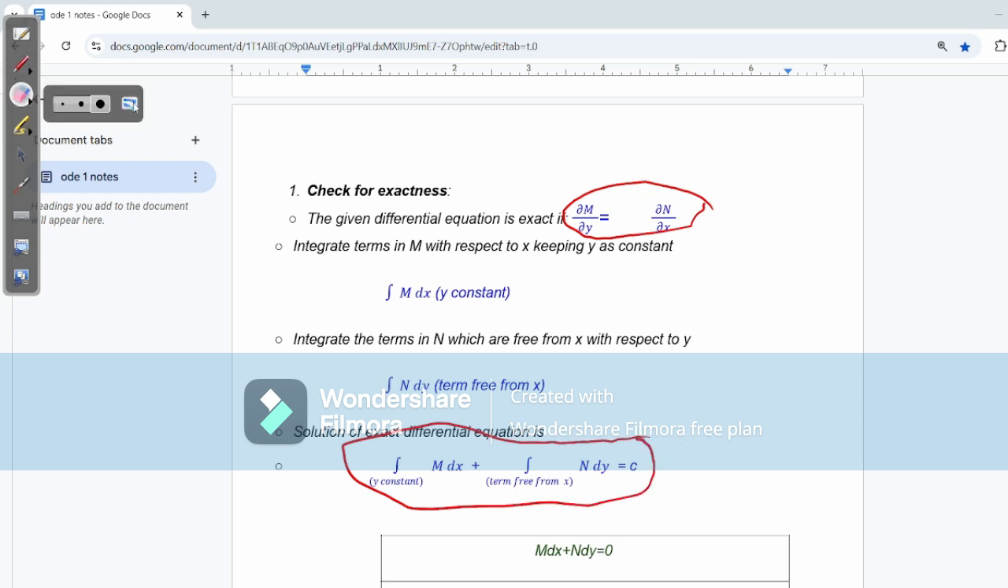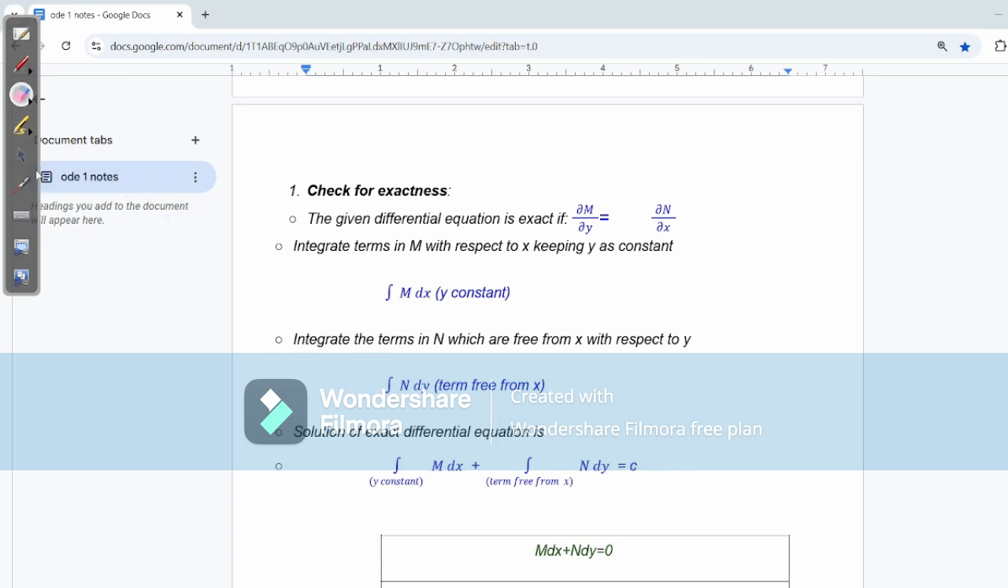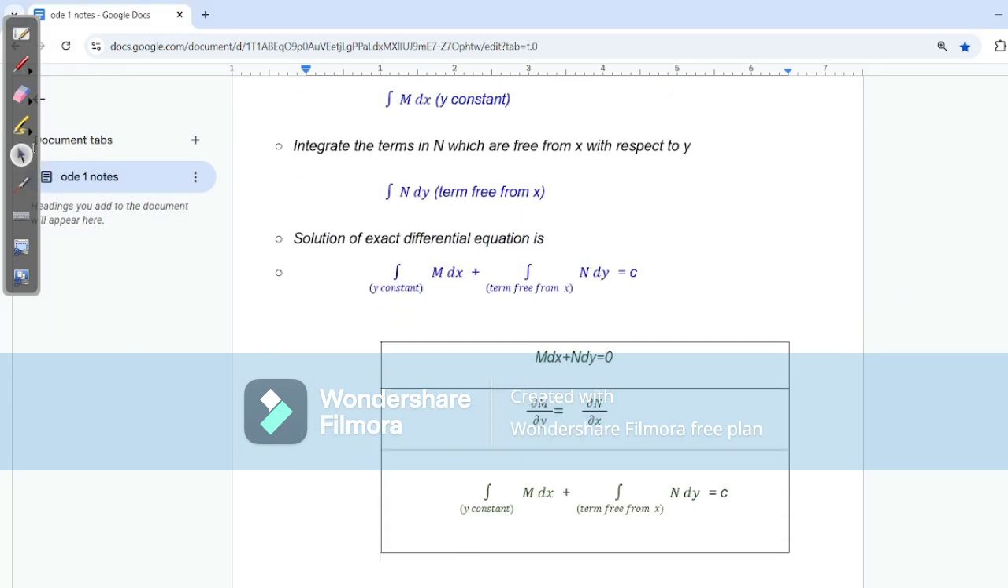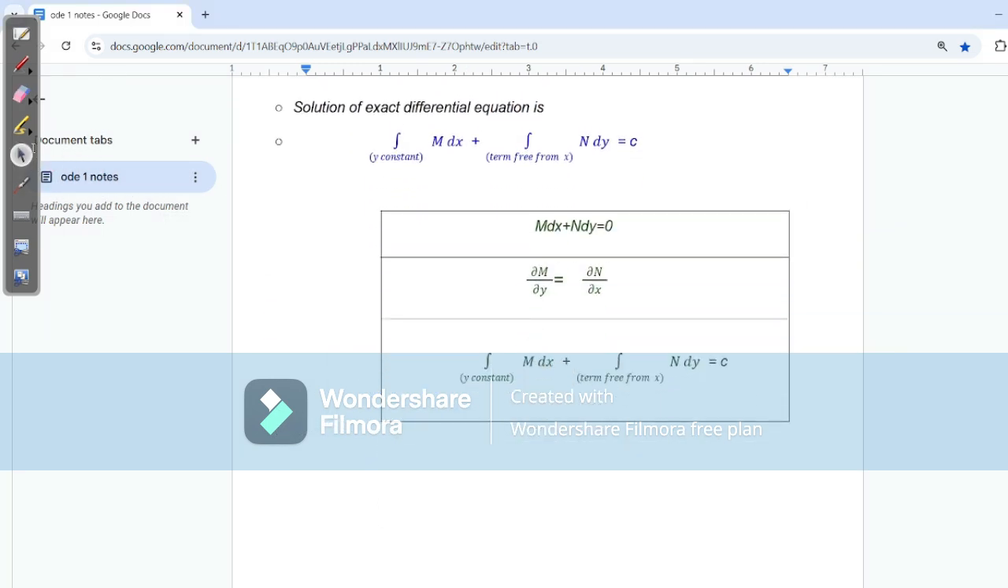Okay, now for you to clearly understand, there are only 3 steps to find the solution of an exact differential equation. The equation will be in this form: M dx + N dy = 0, with ∂M/∂y = ∂N/∂x. We first check this. Then the solution is the integral of M dx + N dy = c. Here the y term is constant and here the terms should be free from x. I'll give you one example problem so that you can understand it clearly.